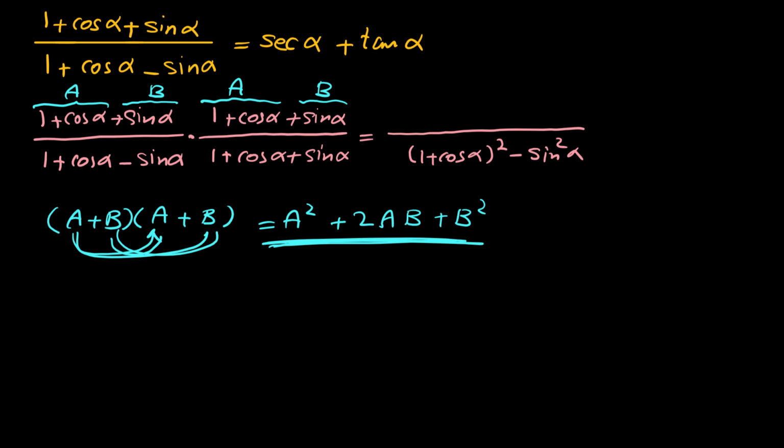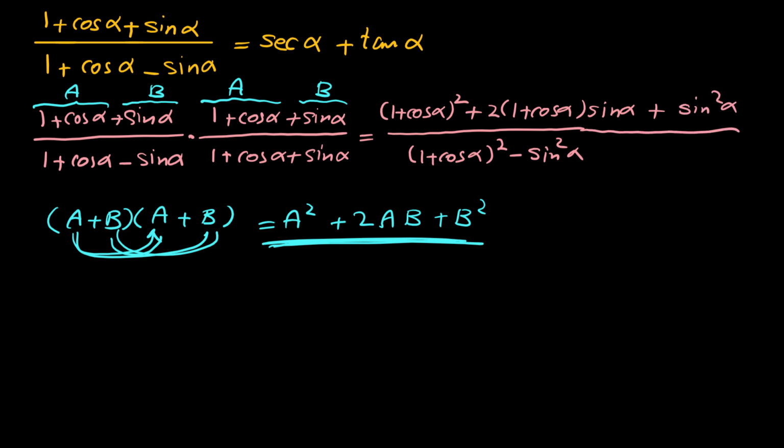So let's do it this way. If we multiply the numerator by numerator, we have a to the 2. What is a? A is 1 plus cosine. So the numerator would be 1 plus cosine alpha to the 2. Then we have 2ab, 2 times 1 plus cosine alpha times sine alpha. And finally we have b to the 2, which is sine to the 2. This is the numerator.